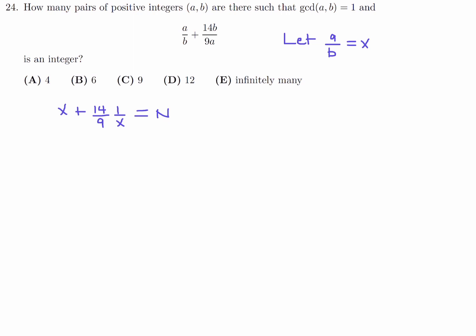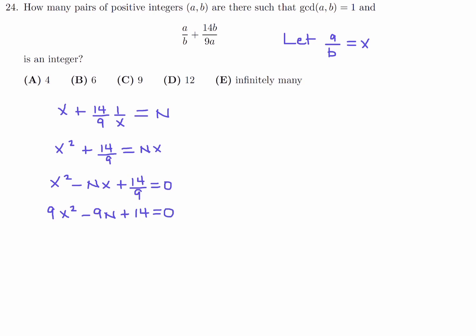First thing is get rid of this terrible fraction. So that gives me just x squared plus 14 over 9 equals n times x. Put everything on one side. x squared minus nx plus 14 over 9 is equal to 0. This is a quadratic equation. I'm going to have to use the quadratic formula, but first I'd like to get rid of that 9. Multiply through by 9, and I will have 9x squared minus 9nx plus 14 is equal to 0.